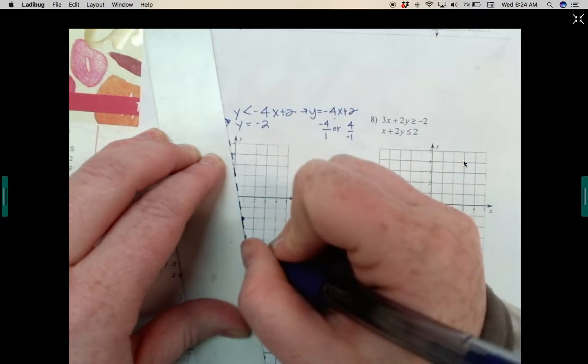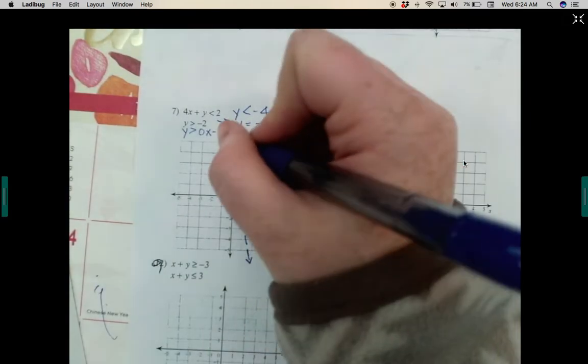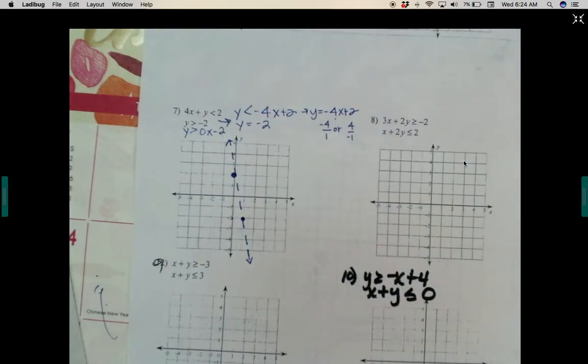Make sure you pay attention to that, because there have been so many times where I've had to erase a line because I didn't dot it when I was supposed to.